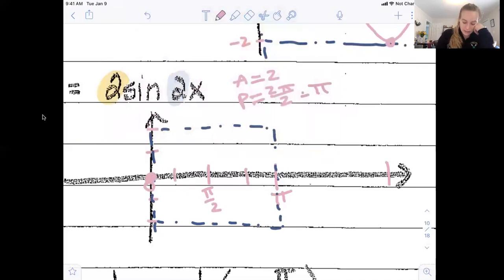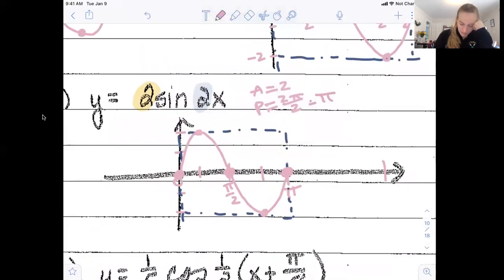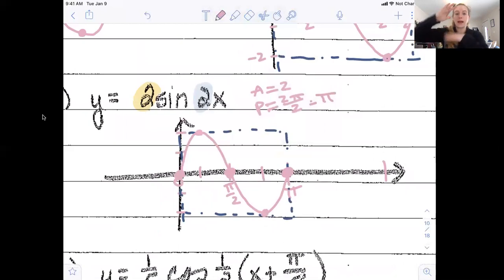Again, it's still positive sine. So first, middle, and last points are at 0, and then I go high and then I go low. So this is taller than a normal sine and it's squished in a little bit more than a normal sine.